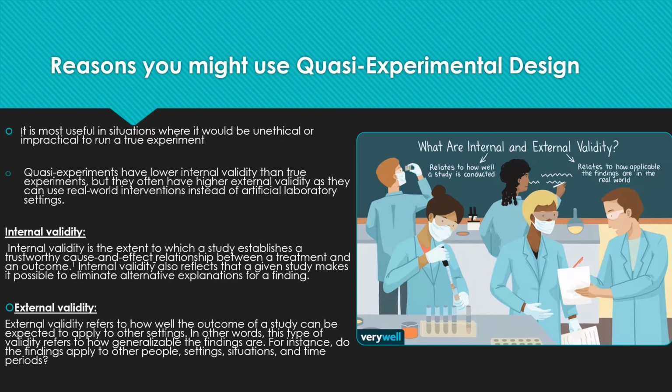Quasi-experiments have lower internal validity than true experiments, but they often have higher external validity as they can use real-world interventions instead of artificial laboratory settings. So now we're going to dig a little bit into the definition of the two.